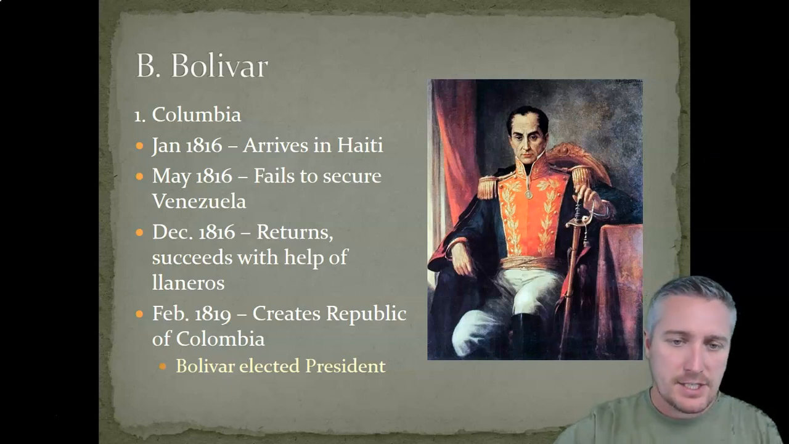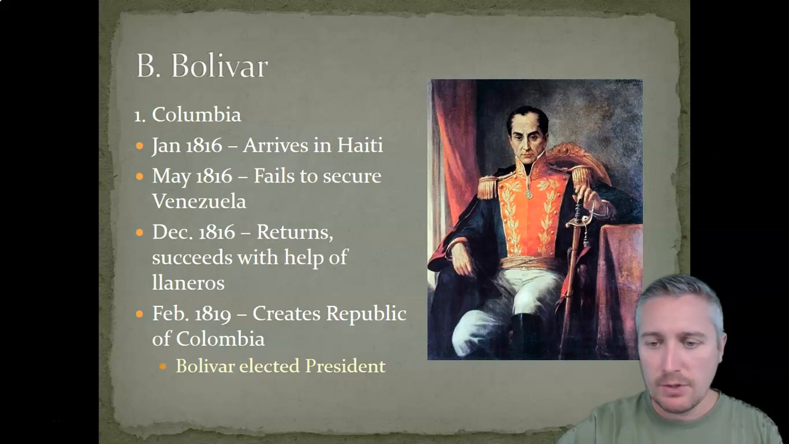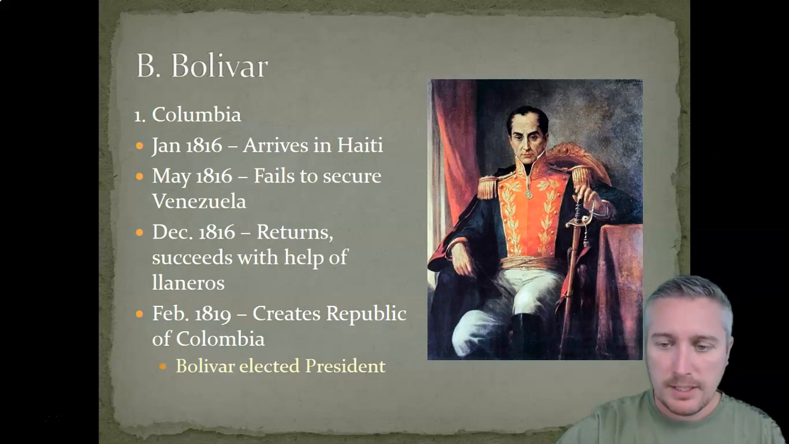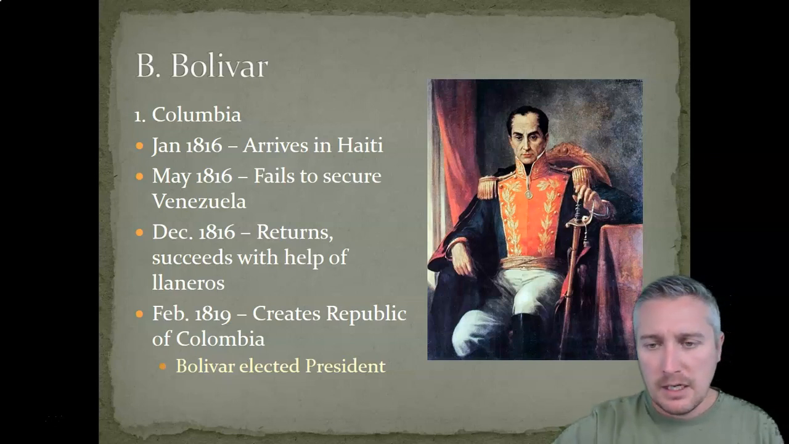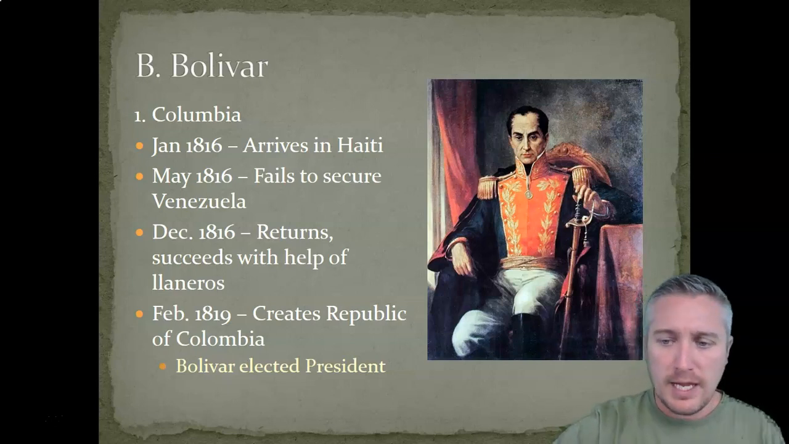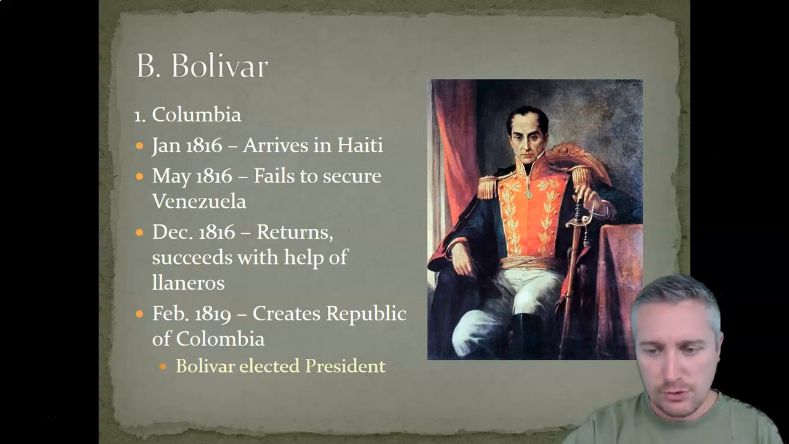In 1816, he does get some help from not only the Haitian president, who sent money and volunteers and weapons, but he actually gets help from the Llaneros that we had talked about in a previous lecture. But he does decide to capture kind of the surrounding countryside in Colombia, and then move on towards the capital, and that does prove to be a successful strategy.